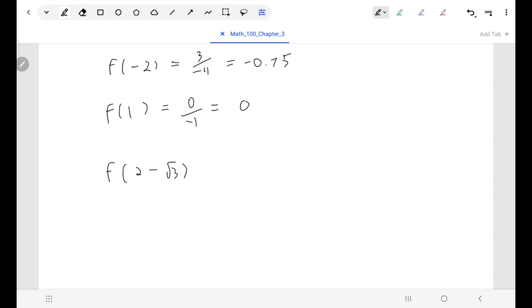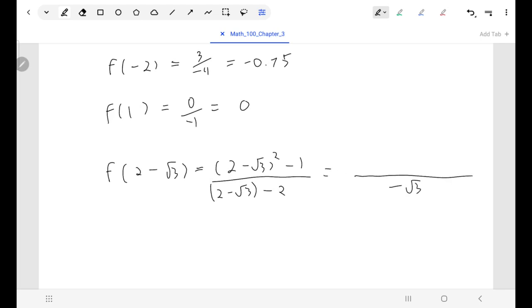And for 2 minus root 3, let's put that into our function. We get 2 minus root 3 squared minus 1 all over 2 minus root 3 minus 2. So the denominator clearly cleans up nicely. I've got a minus root 3. And in the top, if I were to expand everything, I would have 4 minus 4 root 3 plus 3, and then minus 1. So that's 6 minus 4 root 3.